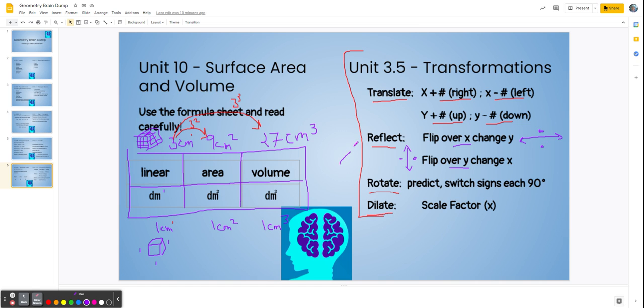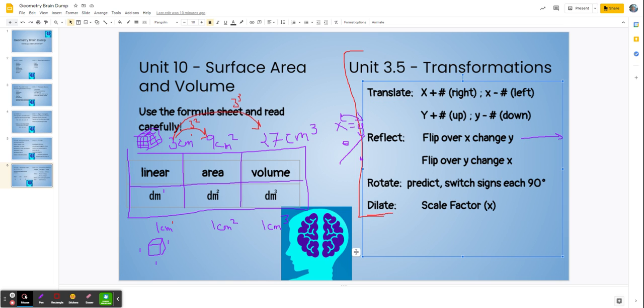Now, if you're flipping diagonally, that's a whole different story. If x equals y, then y equals x. You just switch these two things. So if you're reflecting over y equals x, you just switch those two things. Okay. And this should say, actually, let me change this. This should say switch x and y.